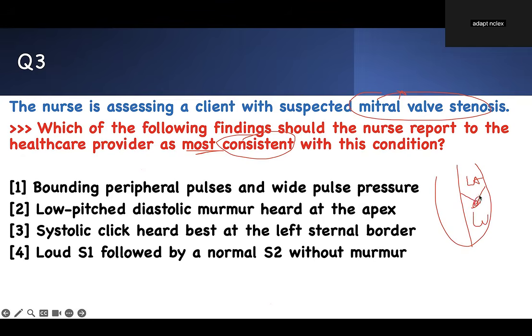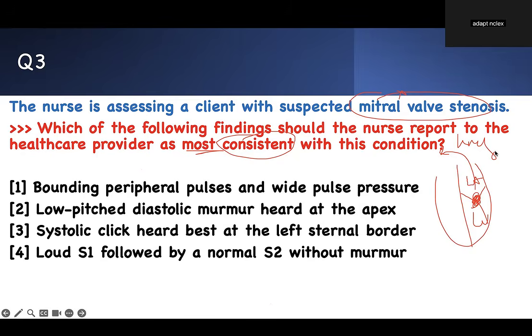And if I have stenosis, that means blood is not going to the left ventricle. Where would it go? It goes back to the lung. Therefore, I'm looking for left-sided heart failure, right? Left-sided symptoms. But then, what are they asking me? Bounding peripheral pulses and wide pulse pressure, right? Low pitch diastolic murmur heard at the apex. Systolic click heard best at the left sternal border. Loud S1 followed by a normal S2 without a murmur. That's the test-taking strategy.